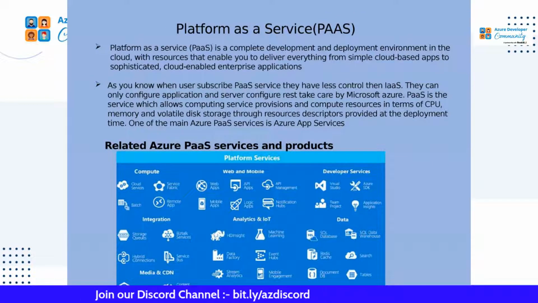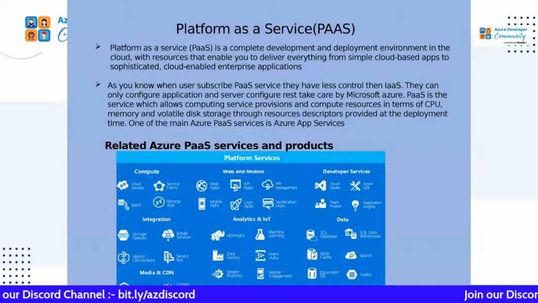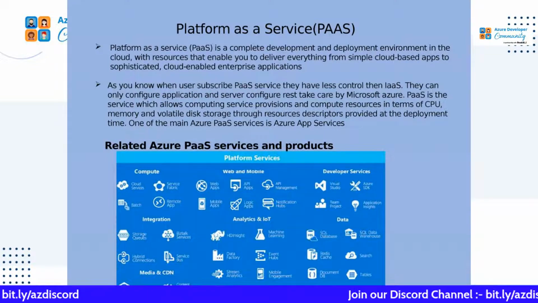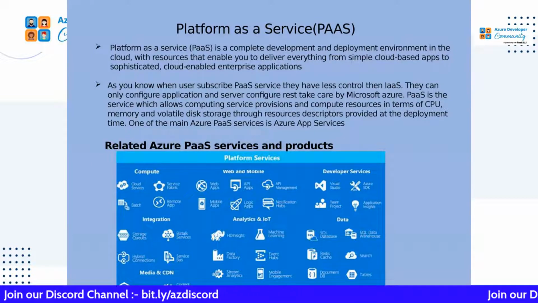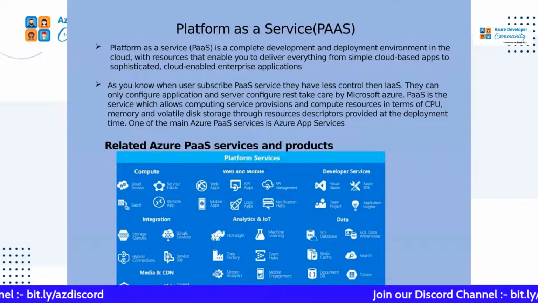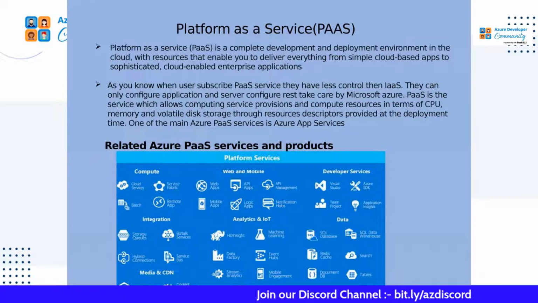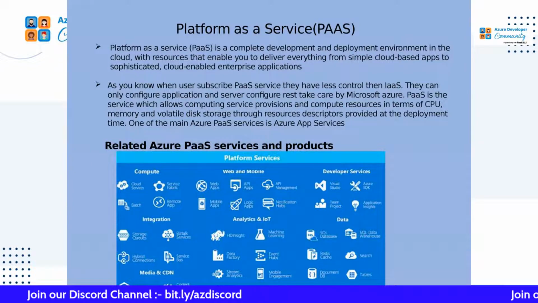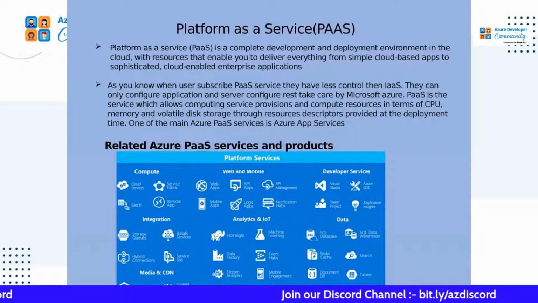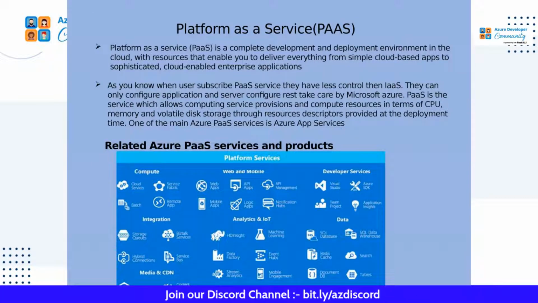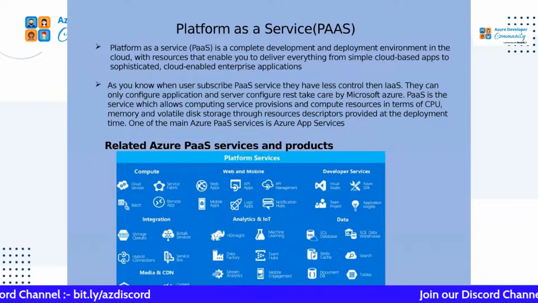As I told, what is platform as a service? Like you can take things which are processed, like a chapati or processed food, processed meat. Basically here everything is related to a complete development and deployment environment in the cloud. With resources, it enables you to deliver everything, from simple cloud-based apps to sophisticated cloud-enabled enterprise applications. You purchase the resources you need from the cloud service provider, and you pay as you need over secure internet connections.